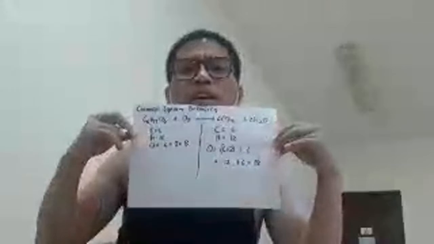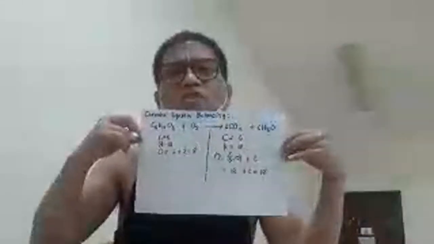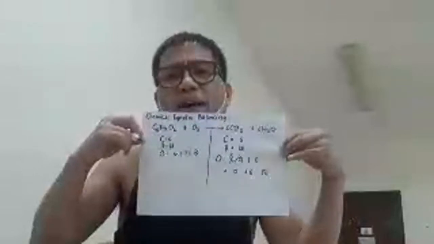So our oxygen in the product is equal to 6 times 2 plus 6. So this is 12 plus 6, which is equal to 18. So it was not balanced. We have 18 oxygen atoms in the product, and there are only 8 atoms of oxygen in the reactant. So we need to add more in the reactant, about 10 atoms.